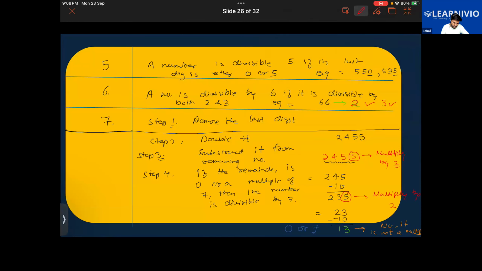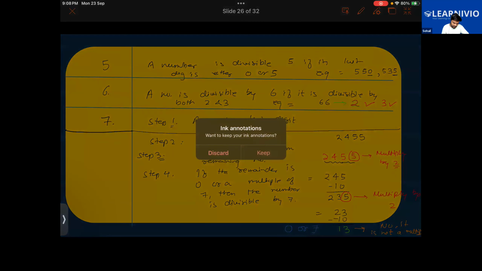Okay, let us quickly learn about some other divisibility rules. Can we do the geometry? Okay, let's do one thing. We can skip for now. We can continue the divisibility rules for 8, 9, 10, 11, and 12 in the next class. Okay, let's do the geometry then.